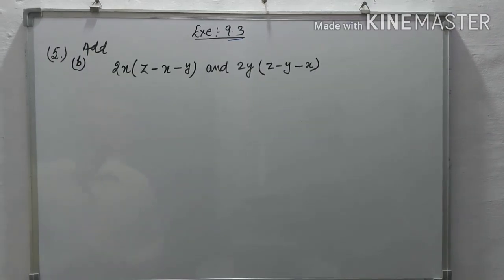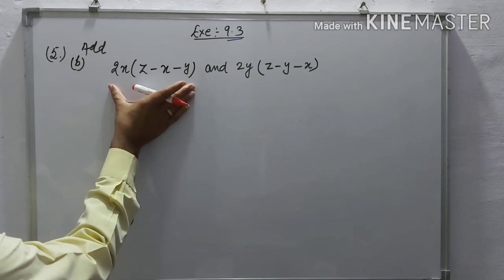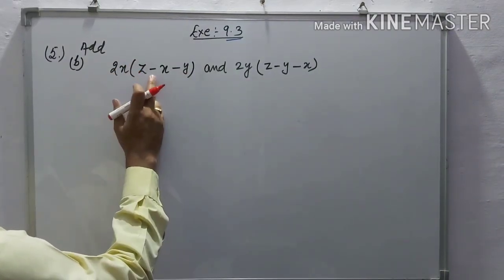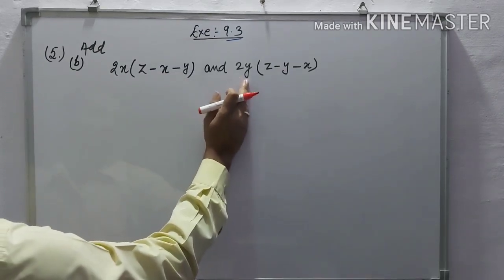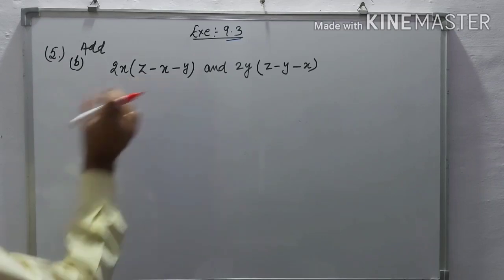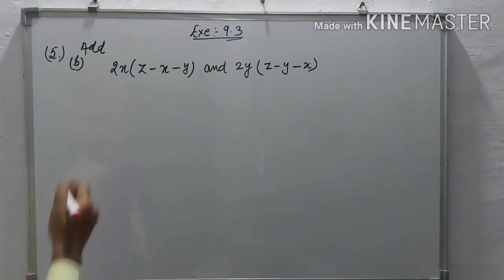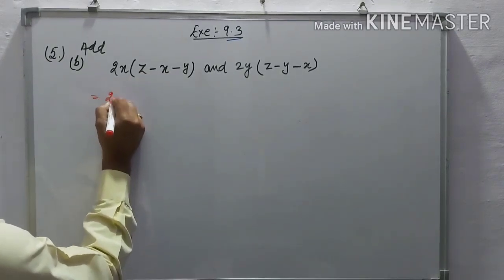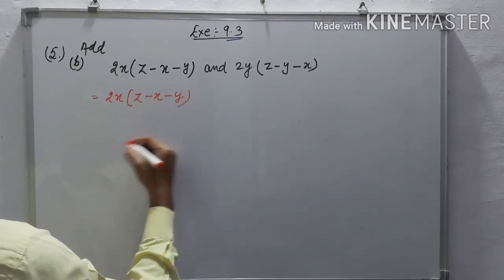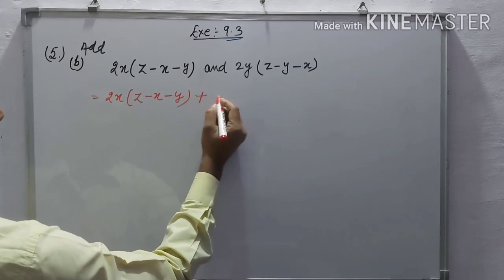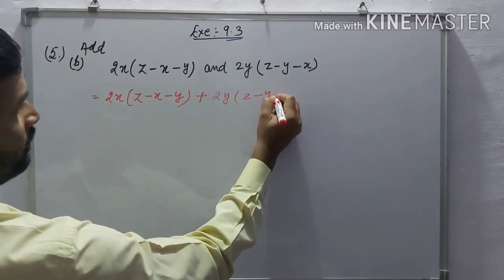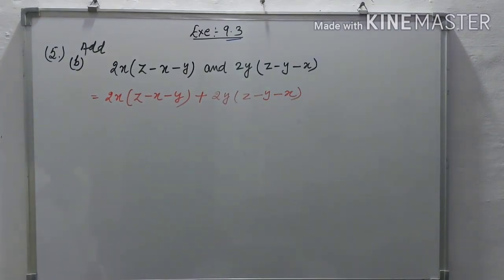The next is add the first part and second part. Here will be 2x in bracket z minus x minus y, here 2y in bracket z minus y minus x, means first we multiply then after add. So we write 2x z minus x minus y plus 2y z minus y minus x.